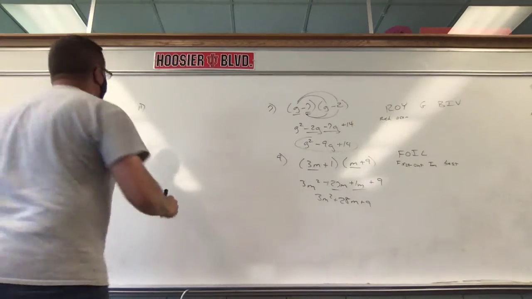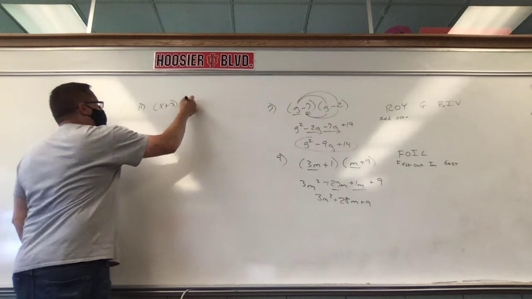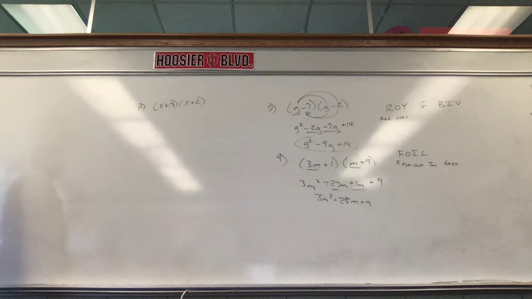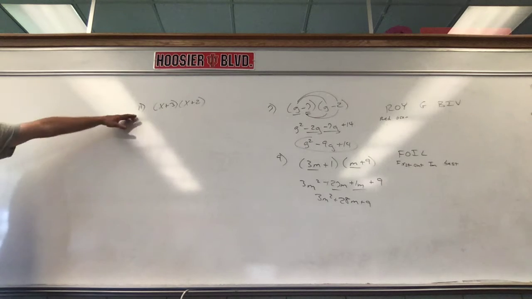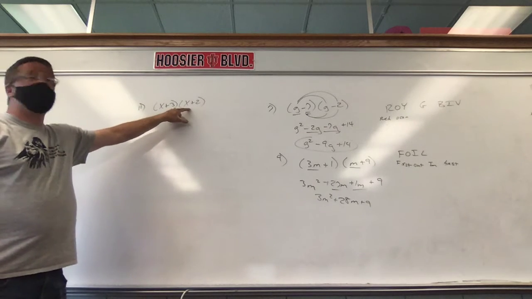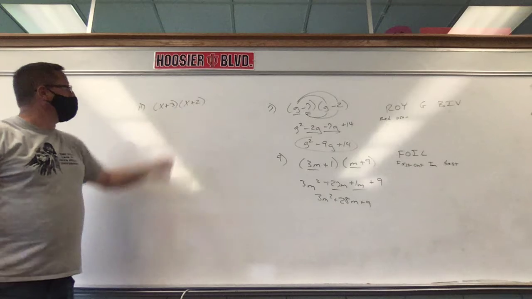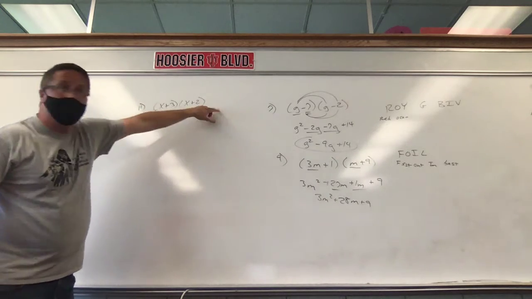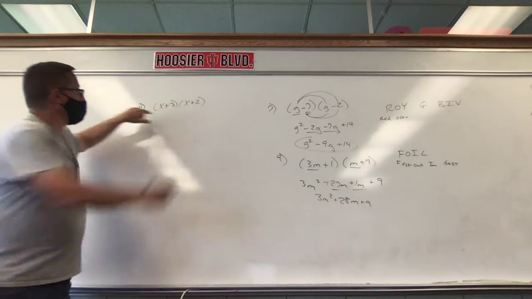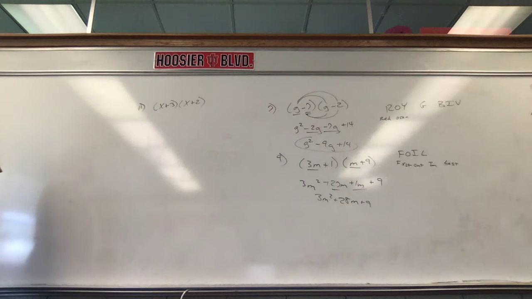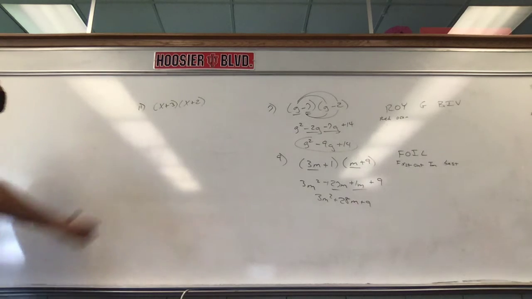x plus 3, x plus 2. I may even ask you this on your next test. Very likely. I may ask you, what are the first terms here? x and x. What are my last terms? 3 and 2. What are the outer ones? x and 2. What are the inner ones? 3 and x. Outside, inside, well, that's easy to understand.